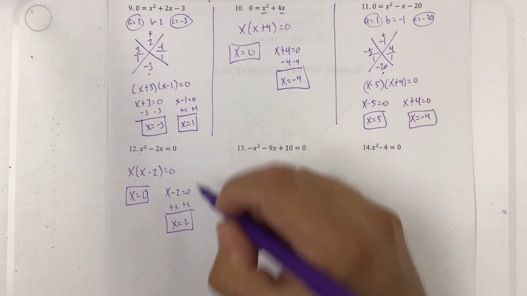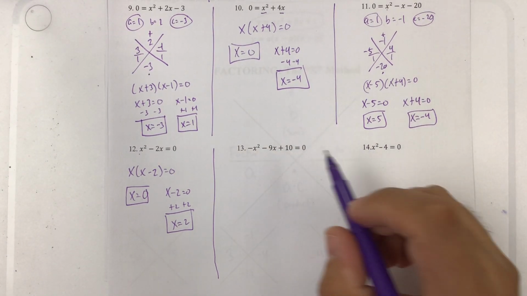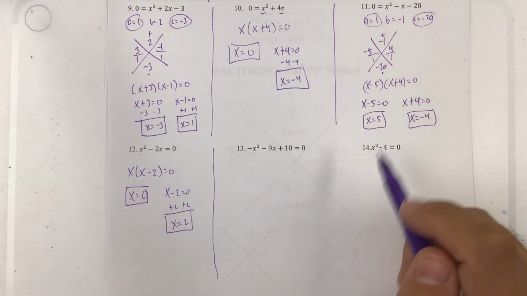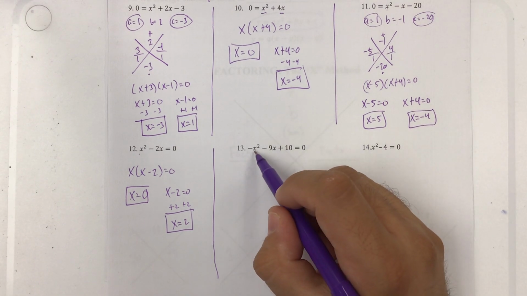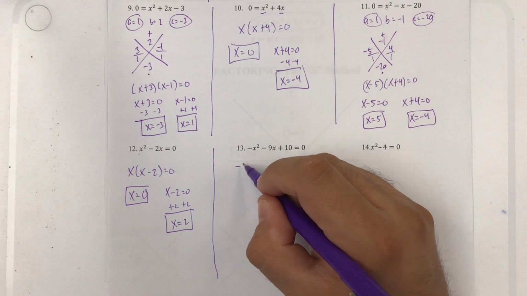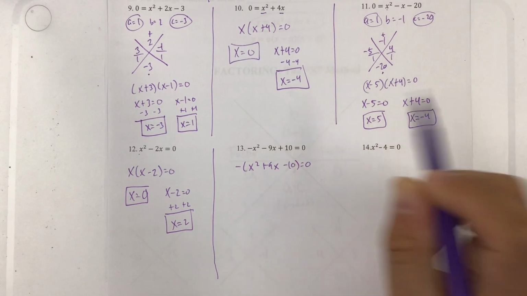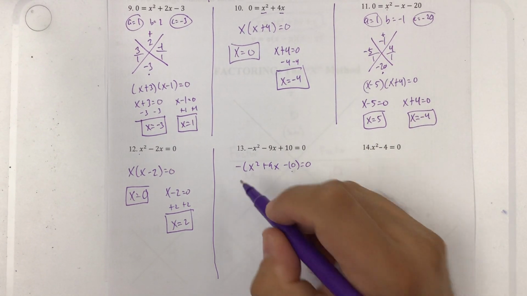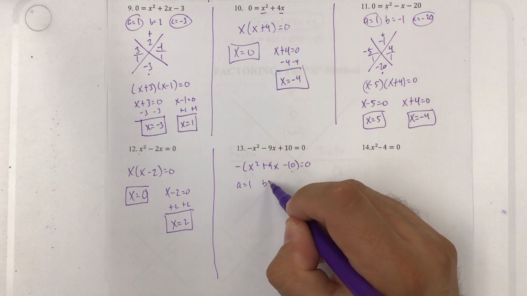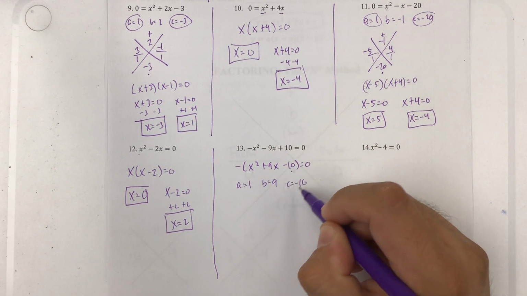All right, 13. Is it in standard form? Yes. Is there a GCF? Yes. I like to keep my x squared term positive, so I'm going to factor out that negative sign. So x squared plus 9x minus 10 equals 0. It is not a special case, so we go to the x method. A is 1, b is 9, c is negative 10.